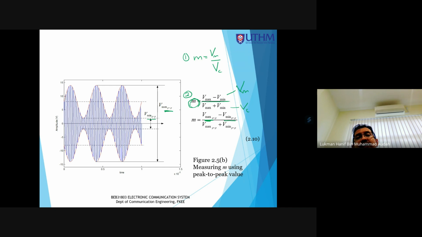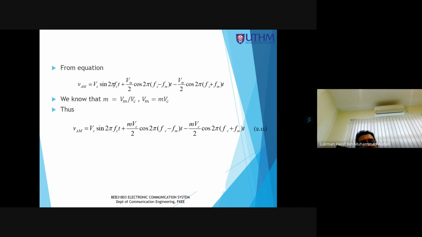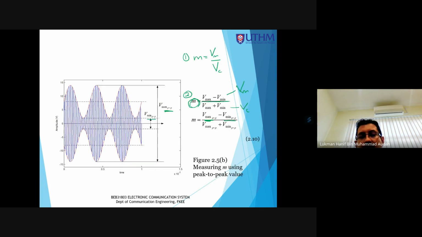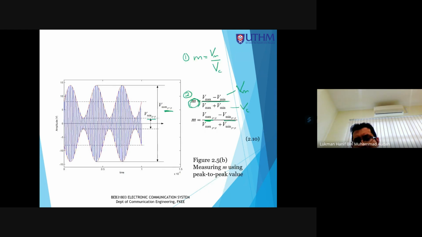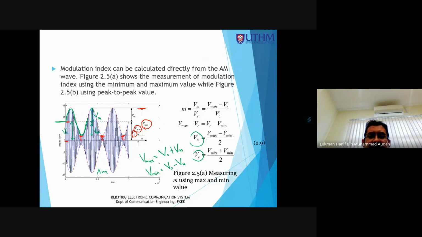That means you have to know, based on the graph, you have to be able to extract the Vmax, the Vmin, the Vc, and also the Vm, so that you can calculate the rest of the parameters. Okay, so I also want to show you how can we draw the waveform. How can you draw this waveform actually?